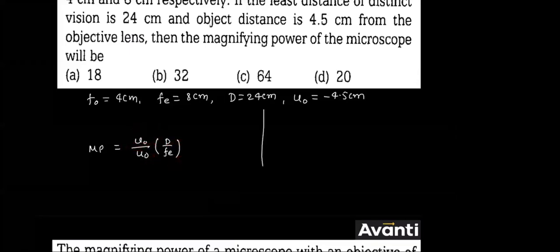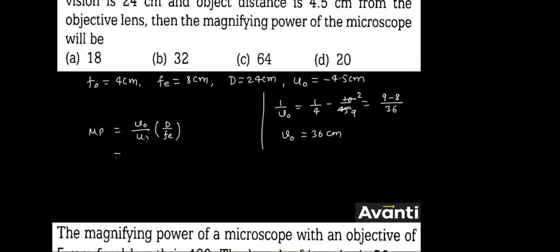So I'll do the same thing. So 1 by V0 will be equal to 1 by 4 minus 1 by 4.5 into 10. तो ये क्या मिल जाएगा? इधर मिलेगा 9, इधर मिलेगा 2. So I would get 9 minus 8 divided by 36. So I'll get V0 is equal to 36 centimeter.